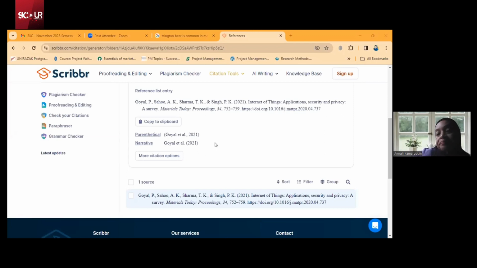So definitely, when you copy the parenthetical, Goyal et al., memang akan ada similarity. Sebab bukan you seorang saja yang refer to this journal. There's thousands, millions of authors who will refer to this journal. So it will reflect on your Turnitin. But don't worry. Of course, it will be lesser than 30%.